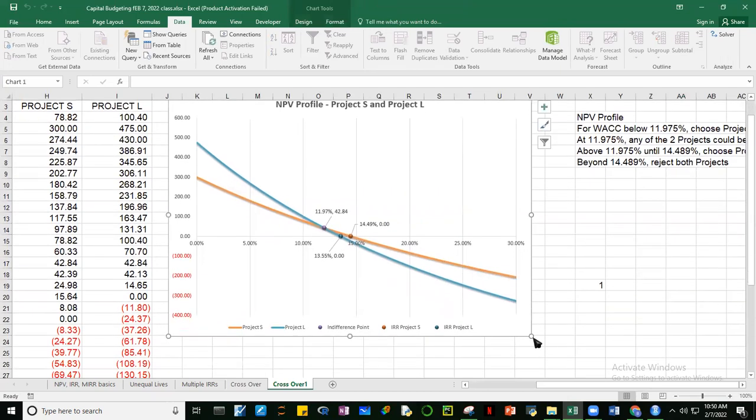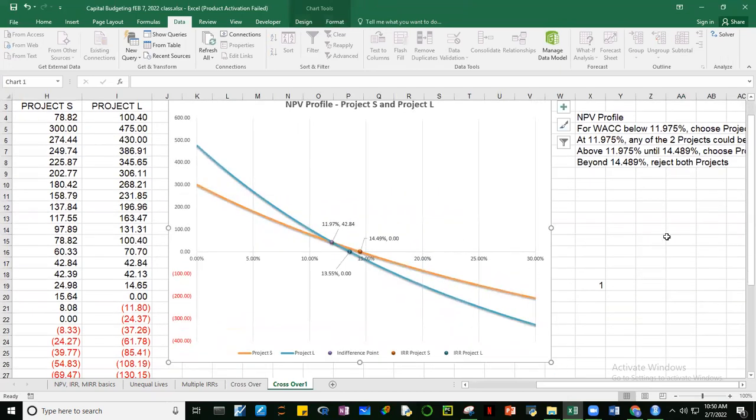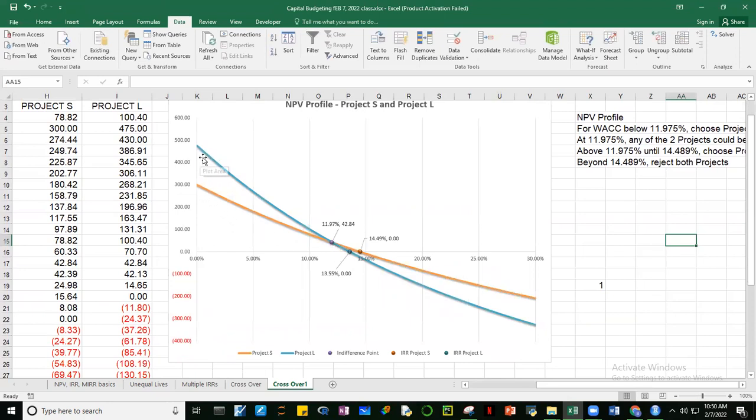Okay. The decision will be based on, okay, so saang anong WAC, no? So below 11.97%, always choose project L. Greater than 11.97% hanggang 14.49%, choose project S. Otherwise, beyond 14.97%, okay, wala ka nang pipiliin sa dalawa. Tapos we're indifferent dun sa 11.97%. It doesn't matter whether you choose project L or project S.